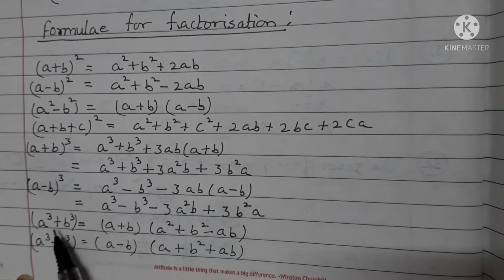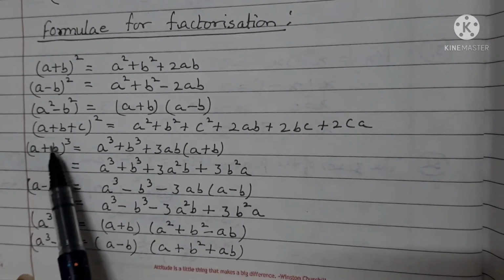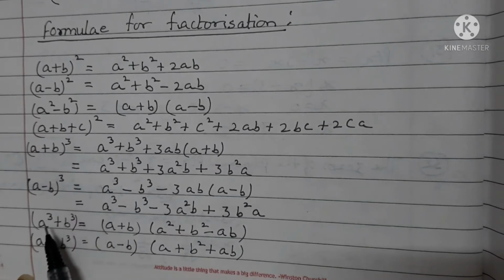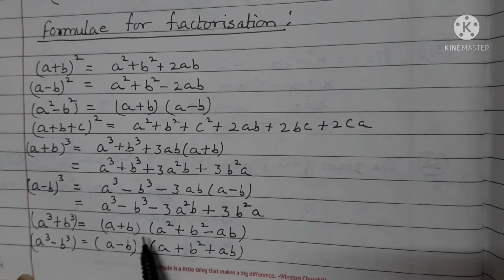Now next, a cube plus b cube. Here the separate terms have cubes, while there it was the whole cube. These two have the whole cube, and here a cube plus b cube is equal to a plus b times a square plus b square minus ab.